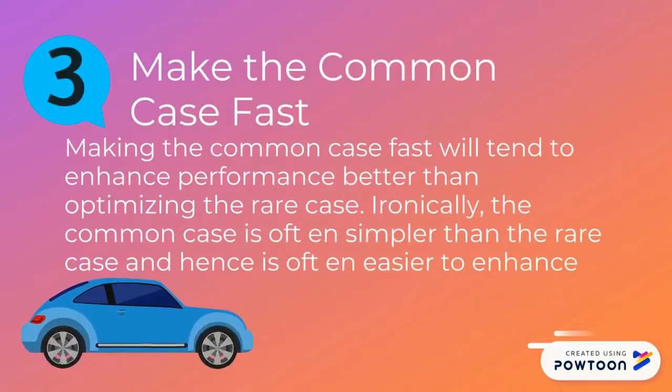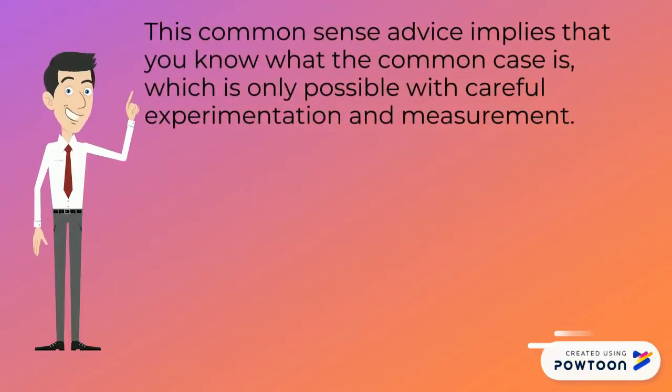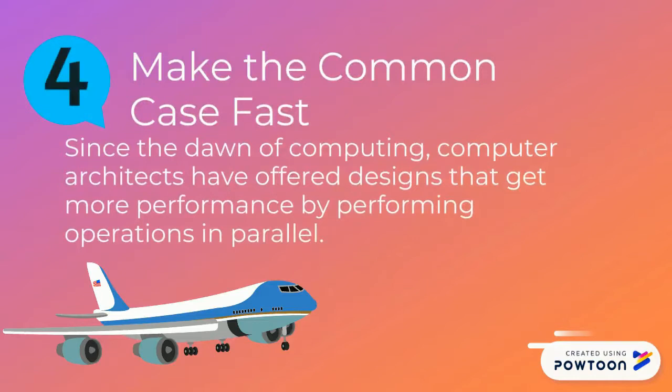Number 3, make the common case fast. Making the common case fast will tend to enhance performance better than optimizing the rare case. Ironically, the common case is often simpler than the rare case and hence is often easier to enhance. This common sense advice implies that you know what the common case is, which is only possible with careful experimentation and measurement. Number 4, performance via parallelism.